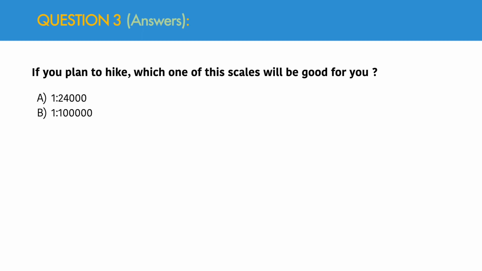For question number 3, if you plan to hike, which one of these scales will be good for you? The correct answer is 1 for 24,000, because in the scale of 1 for 100,000, we will have too much land on a little paper, which will make our navigation less accurate.